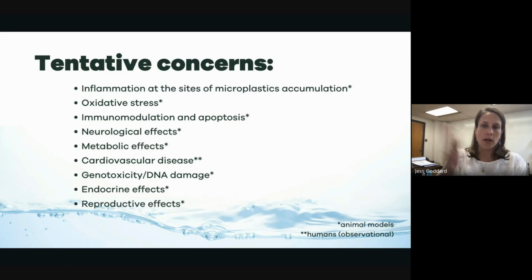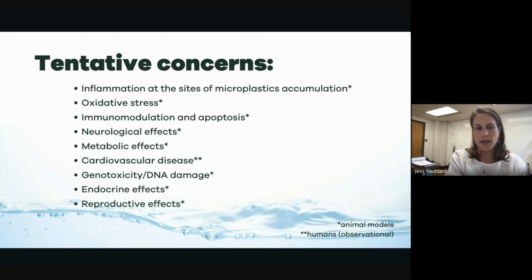Of the large list of things here, almost everything is evidence from animal models. The thoughts about the physical hazards of ingestion relate to the potential effect of inflammation at the sites of microplastics accumulation. There's been evidence in aquatic species about oxidative stress being caused by microplastic exposure, influences on the immune system and neurology, as well as metabolic effects.